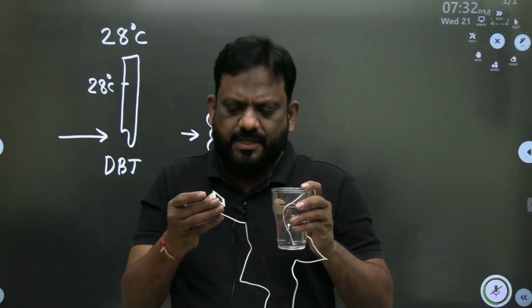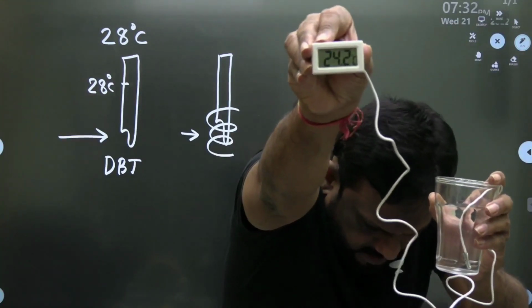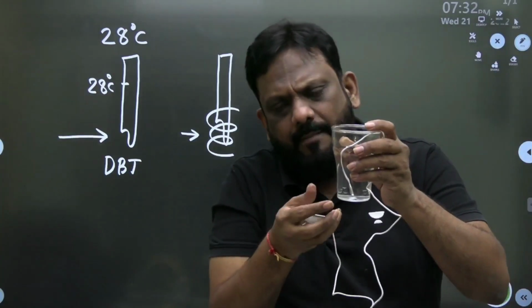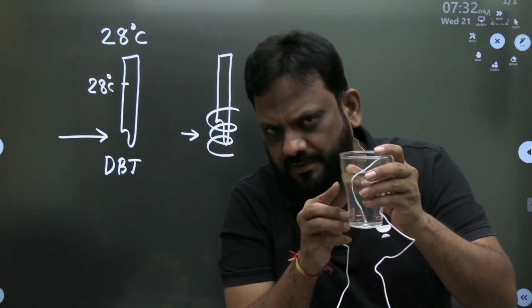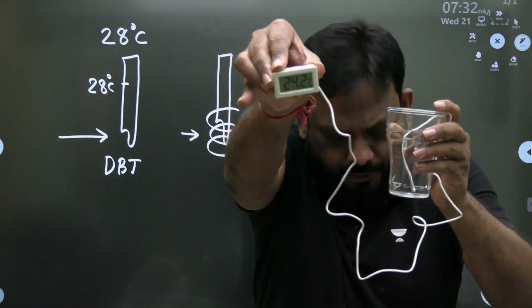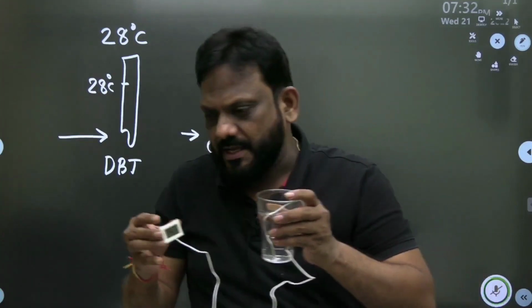Now if you observe the temperature of the air, you can see it is 24.2. Please note that. Now I am measuring the temperature of this water. Look carefully. The water temperature is also 24.2. I think you can see 24.2. Yes, let me show you.